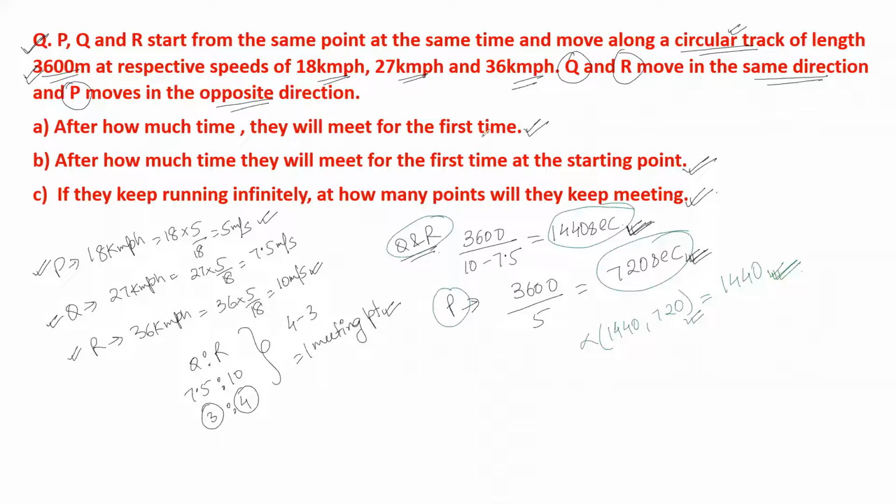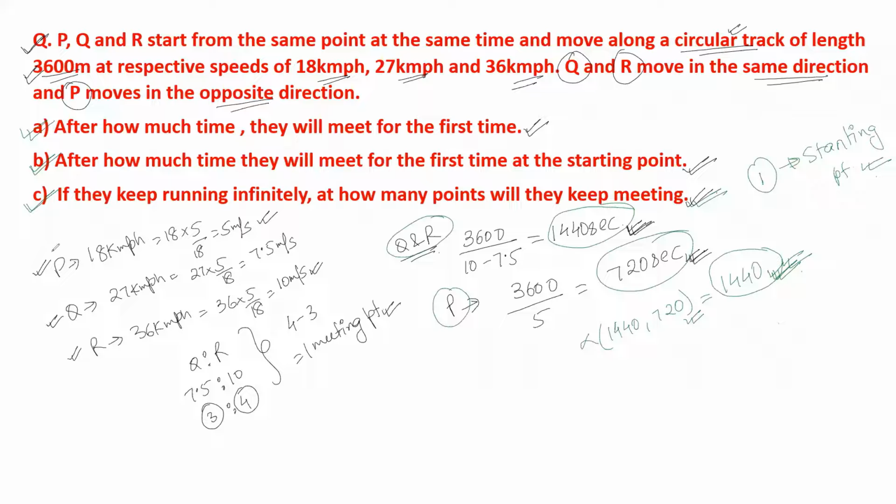So the time to meet for the first time at the starting point would be 1440 seconds. And if they keep running infinitely, the number of points at which they'll be meeting would be only 1 point, and that would be the starting point.